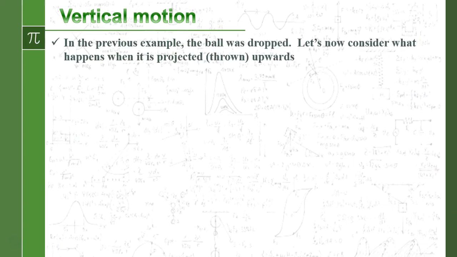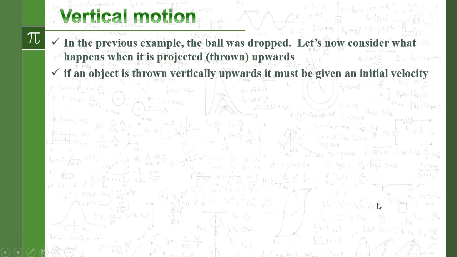Okay, on we go. So in that last example, we just dropped a ball from a height. Let's consider now what happens if we've thrown a ball or an object up in the air. Now, if it's being thrown upwards, we're giving it an initial velocity. So imagine I'm throwing a ball up there. When it leaves my hand, it's already got a velocity, so u won't be 0.